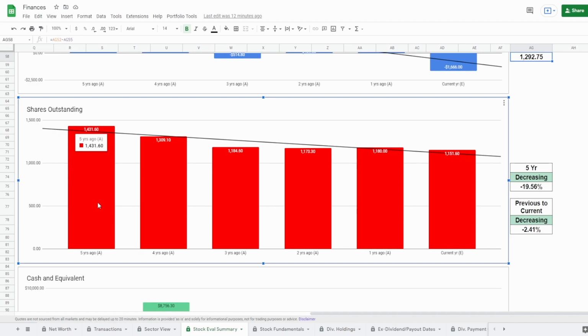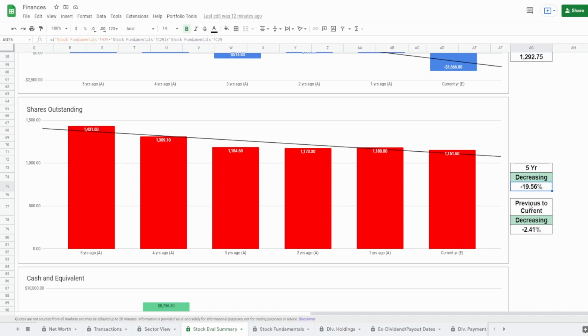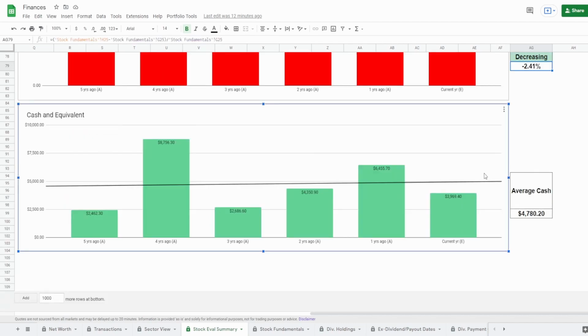5 years ago 1.4 billion shares to today of 1.2 billion shares, which is a decrease, guys, of around 19.5%, which is huge. And then previous year to the current year, they have decreased it by around 2.4%, which is really, really good to see. And lastly, we've got the cash and equivalents. And as of today, they have essentially $4 billion in cash and equivalents, with an average cash and equivalents of around $4.8 billion.